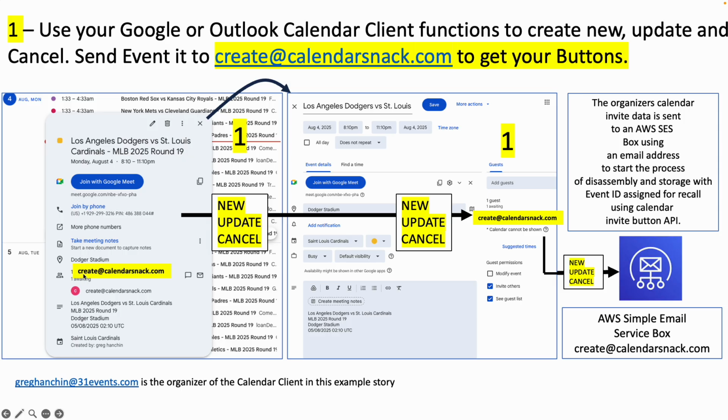First step is to build the event in your personal or business calendar and send it to us at createacalendarsnack.com. Your personal calendar essentially is the function engine, if you will, for the data inside the service itself. So when you send a createacalendarsnack.com event to our box, we disassemble it and get it ready for the buttons. And if you need to change or cancel the data, use the same calendar event and just do that. You can update it or cancel it and it goes away.